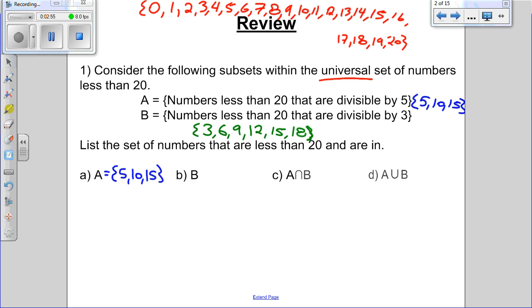B. All the things in set B. That's easy too because we've already written that out. So what's all the things in set B? 3, 6, 9, 12, 15, 18.